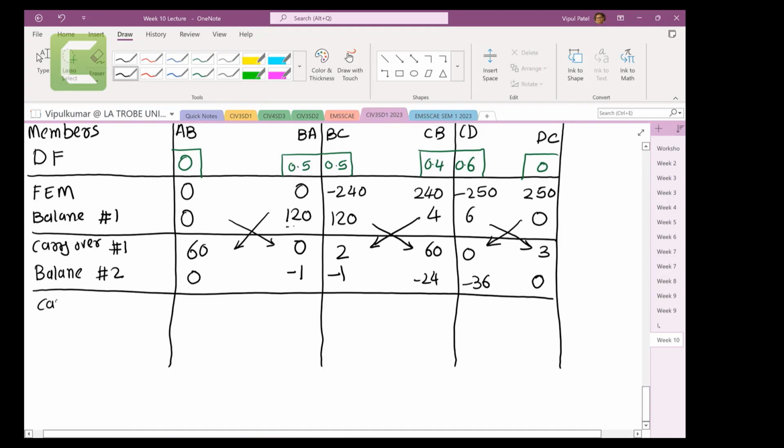Now again, we do carry over 2. Same rules, 0.5, minus stays minus. So minus 1 times this one, minus 0.5, 0. Here minus 24 times 0.5, minus 12, and minus 1 times that. 36 becomes minus 18, that 0 becomes 0. Right, balance 3.